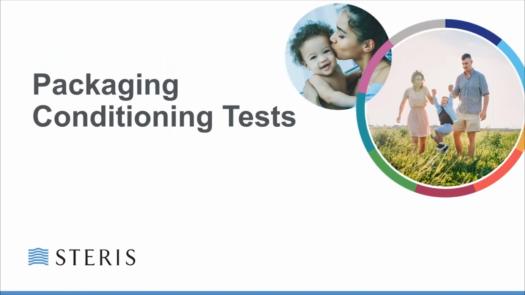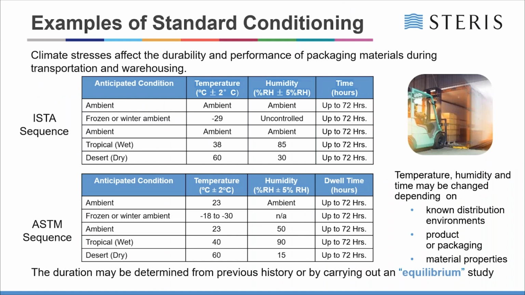So if we look at the conditioning of packaging beforehand, most products will be shipped through different temperatures and humidity levels. So for the likes of ISTA, they would have a specific set of temperatures that you can actually run through. But again, that will depend on the product and the packaging that you are actually testing and what the limitations of that product and packaging is. ASTM has the same thing, and both standards are very, very similar.